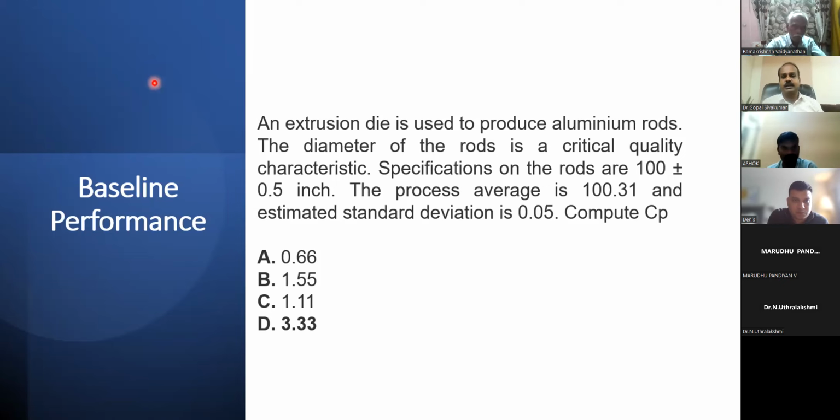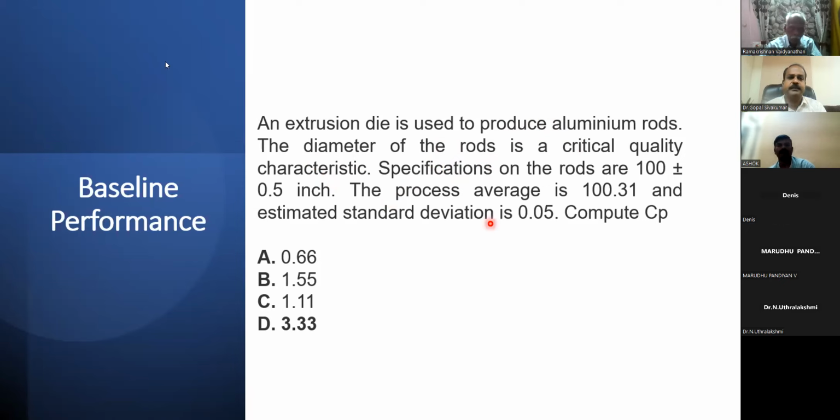So now we move on to another part, baseline performance. An extrusion die is used to produce aluminum rods. I hope all of you know aluminum rods, right? The diameter of the rod is a critical quality characteristic. Specifications on the rods are 100 plus or minus 0.5 inch. That means upper spec is 100.5, lower spec is 99.5. The process average is 100.31 and the estimated standard deviation is 0.05. And you are asked to compute the CP.